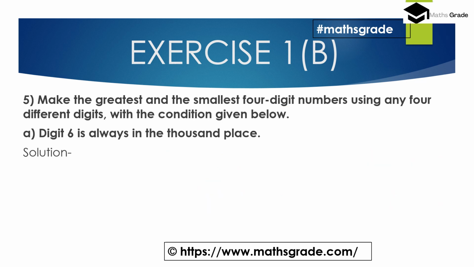Now we solve question number 5. Make the greatest and the smallest four digit numbers using any four different digits with the condition given below. The condition is that digit 6 is always in the thousands place. So there are the thousands place, hundreds place, tens place and ones place, with the thousands place always starting with 6.